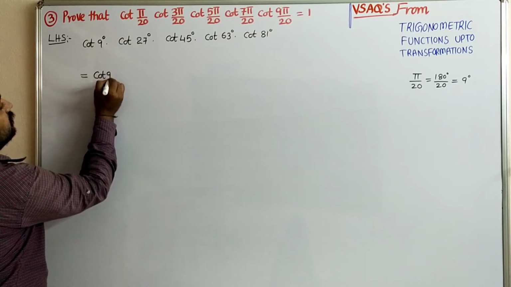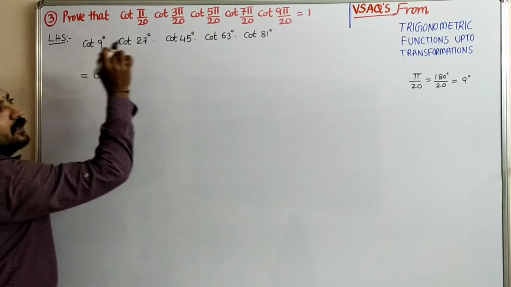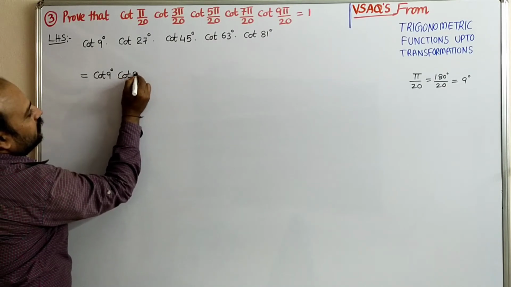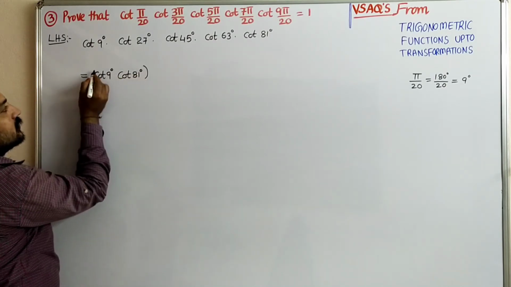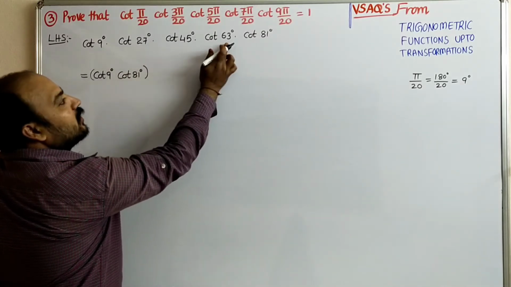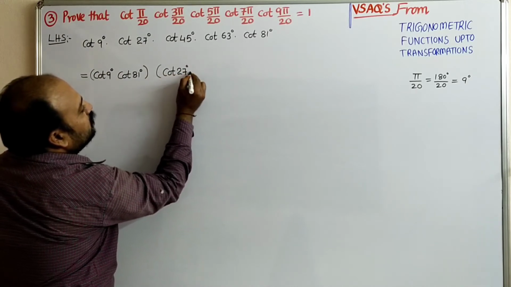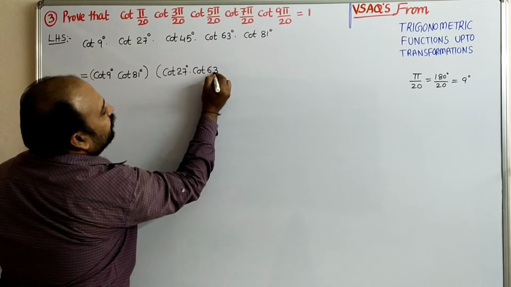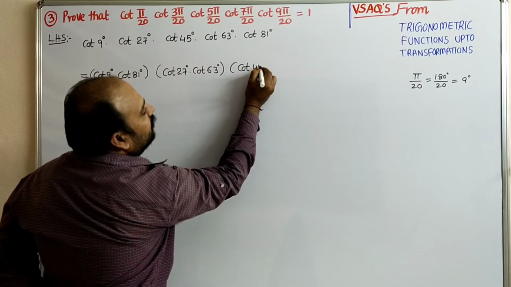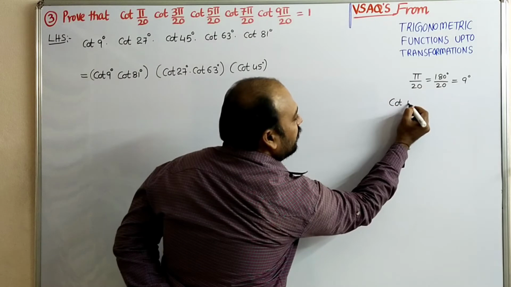Here I am going to explain two ways. Cot 9 into cot 81, you can write as the product of two terms, and cot 27 into cot 63. The rest of the term is cot 45. What is the value of cot 45? Cot 45 is 1.